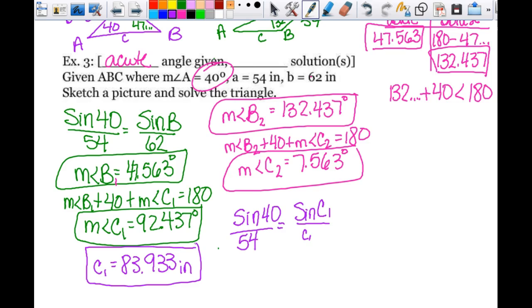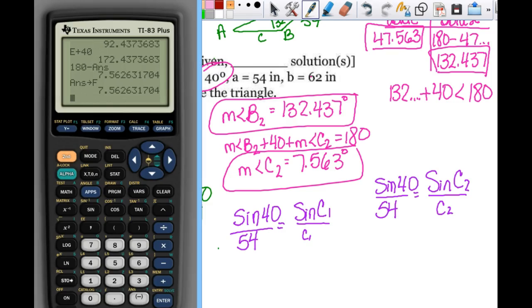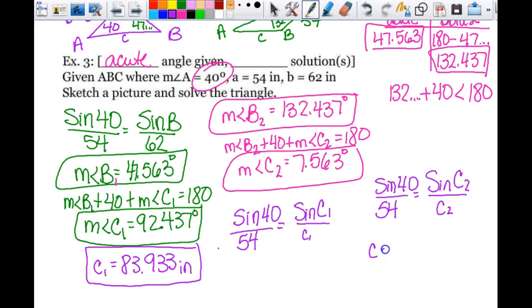Everybody with me? What do I have left to find? Little c2. So the sine of 40 over 54 is equal to the sine of angle C2 over little c2. So in my calculator, I'm going to do 54 times the sine of alpha F, because that was my C2, divided by the sine of 40, and I get 11.056. So little c2 is 11.056 inches.